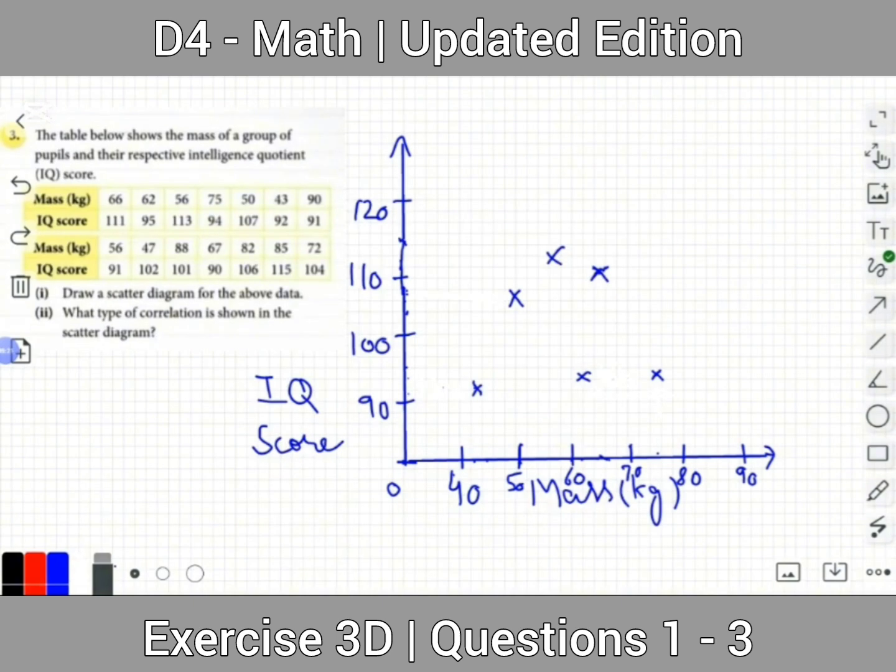Now for 90 and 91, so along the x-axis we have 90 and here we have 91 somewhere here. Now for 56 and 91, for 56, here we have 56 and here we have 91.